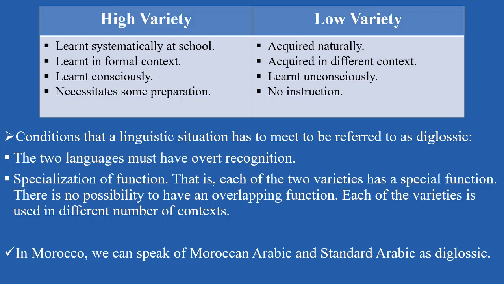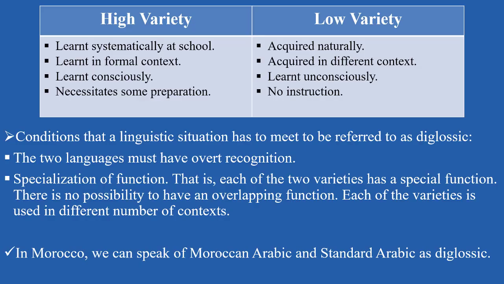And then the other condition is specialization of function, that is, each of the two varieties has a special function. There is no possibility of having an overlapping function. Each of the varieties is used in a different number of contexts. So for example, in Morocco we speak Moroccan Arabic and Standard Arabic. When we talk about Moroccan Arabic and Standard Arabic in Morocco, these two varieties are diglossic. So we have this diglossic situation.